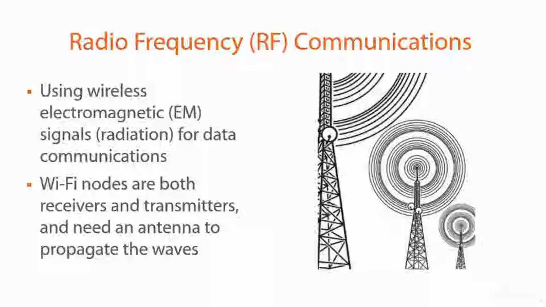But anyway, as that second bullet point says, Wi-Fi nodes are both receivers and transmitters. As such, they're going to require one or more antennas to propagate the waves. So if you have, for instance, a Wi-Fi router at home or at your business, chances are you see a physical antenna on that. On the other hand, if you hold up your smartphone, you may think, well, I don't see an antenna.